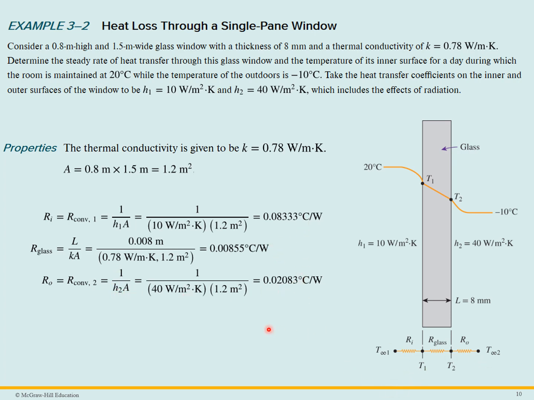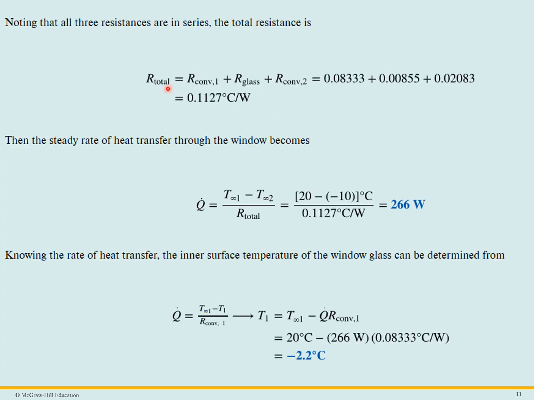And since these are in series, we can add those resistances. So the total resistance is the sum of the individual resistances. And finally, the rate of heat transfer is the delta T over the total resistance. So this is the T infinity 1 inside the house. This is the temperature outside. So we get 266 watts.